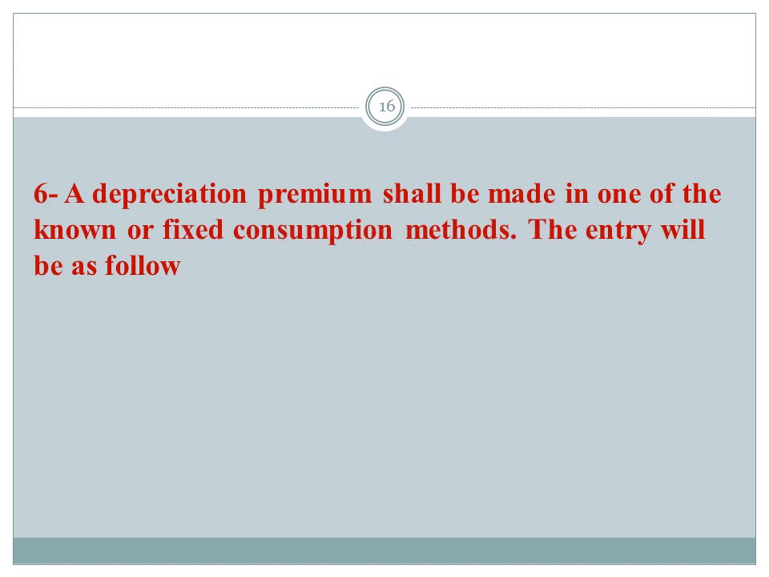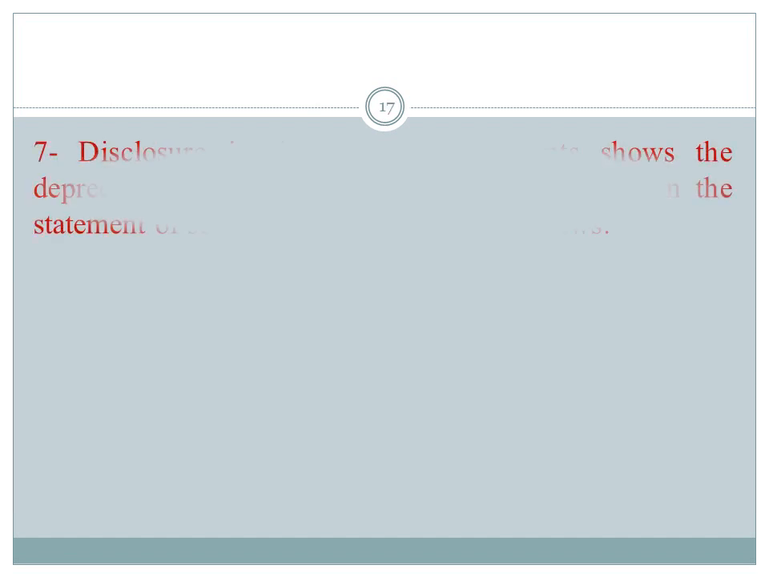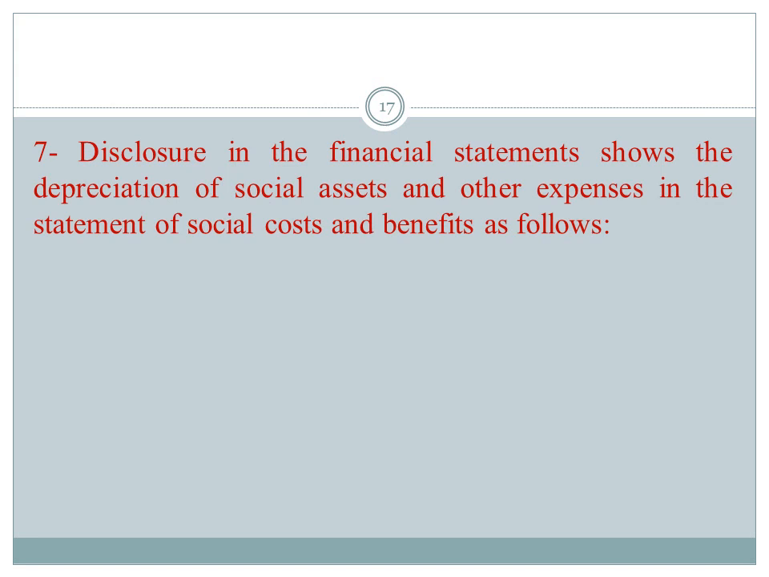Depreciation premium shall be made in one of the known or fixed consumption methods. Premium depreciation in the debit side because it is an expense. Accumulated depreciation in the credit side. 2,400 in the debit, 2,400 in the credit. Disclosure in the financial statements shows the depreciation of social assets and other expenses.